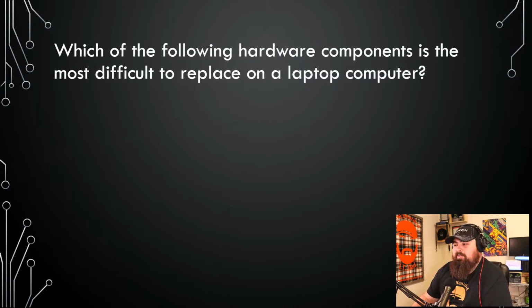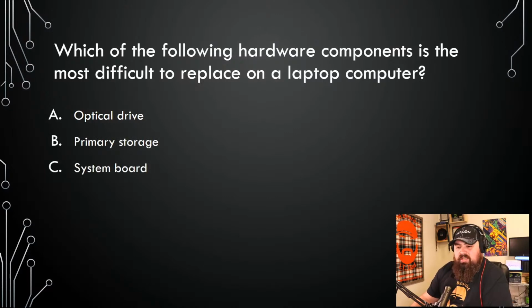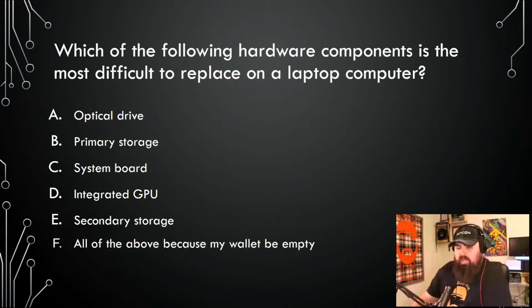Which of the following hardware components is the most difficult to replace on a laptop computer? Is it A, the optical drive, B, the primary storage, C, the system board, D, the integrated GPU, E, secondary storage, or F, all the above because my wallet is empty? Which one of the following hardware components is the most difficult to replace on a laptop?